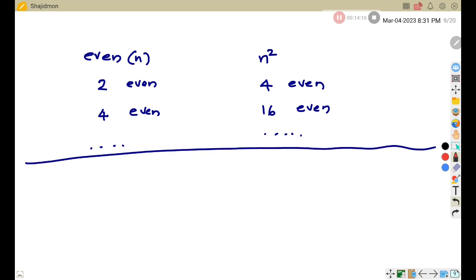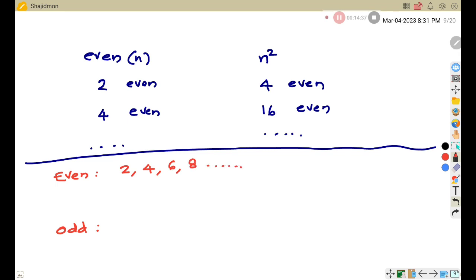Now you studied this in earlier courses, I hope. How do we write an even number generally, and how do we write odd numbers generally, correct? For example, even numbers are 2, 4, 6, 8, going like this.